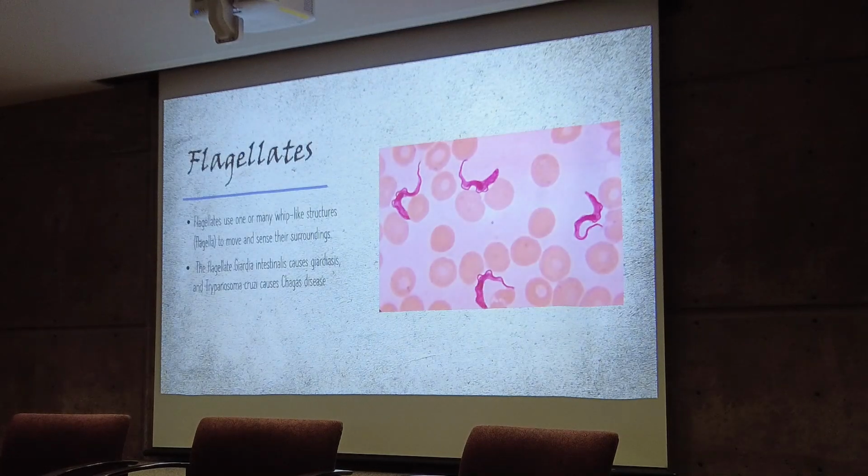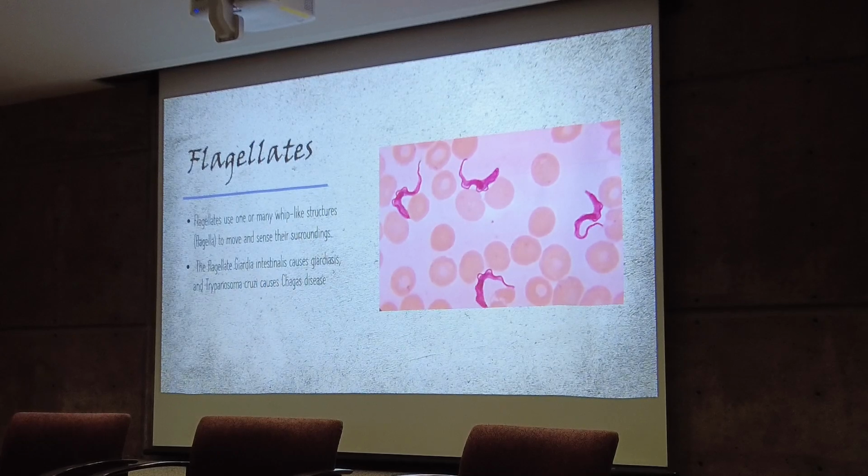Let's talk about the flagellates again. They use one or many whip-like structures to move and sense their surroundings. And the flagellate Giardia intestinalis causes giardiasis, and Trypanosoma cruzi causes Chagas.